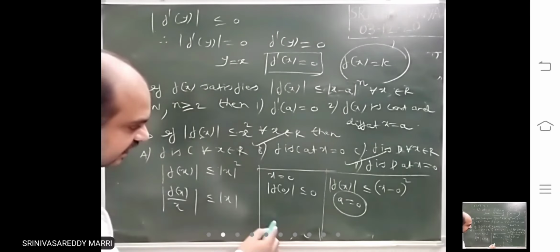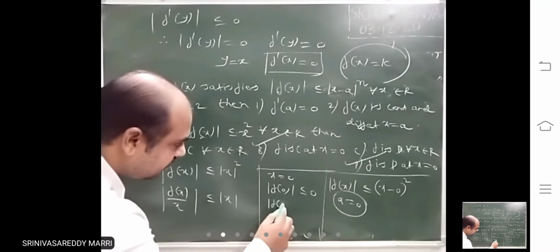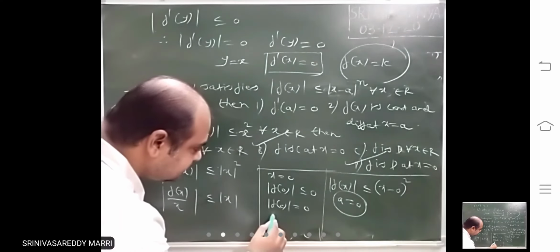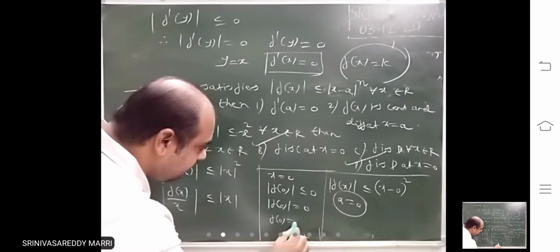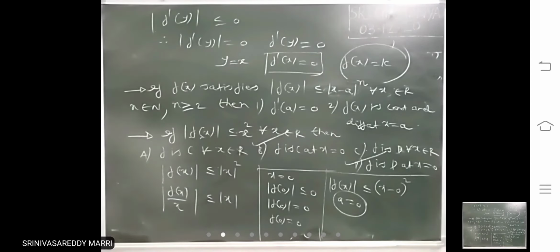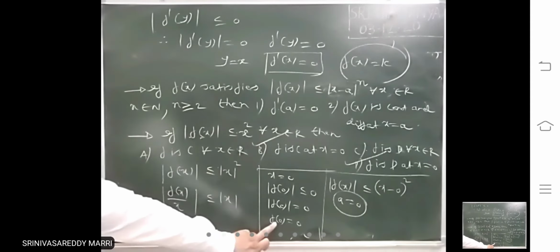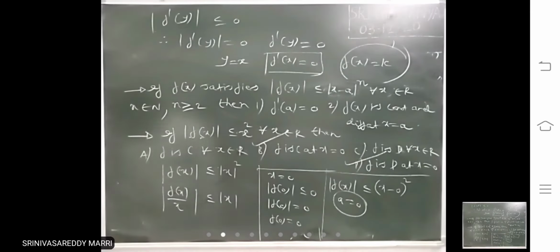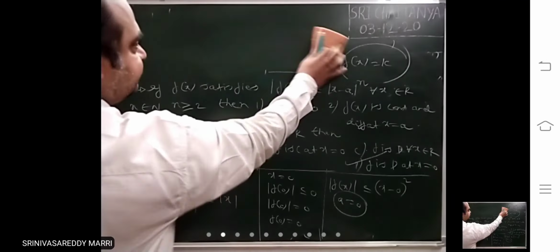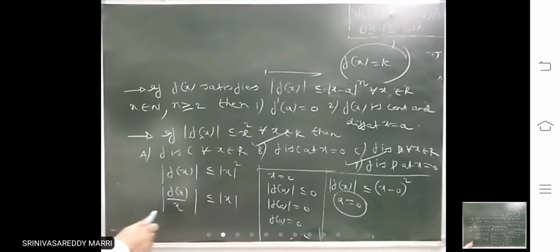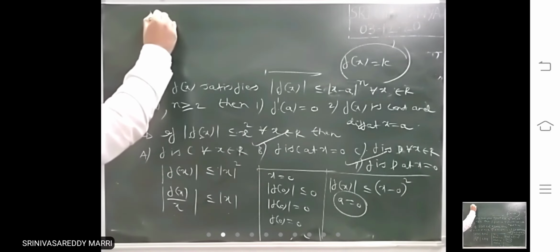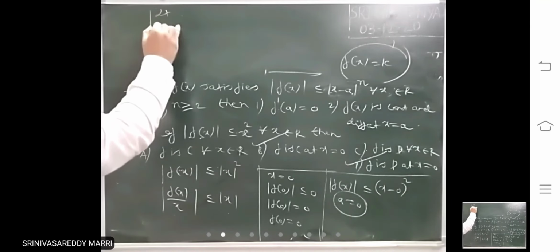But modulus cannot be negative, therefore it is 0. That means f of 0 is 0. From the given statement, you can say that f of 0 is 0. Now take this one. I am applying limit x tends to 0 on both sides.